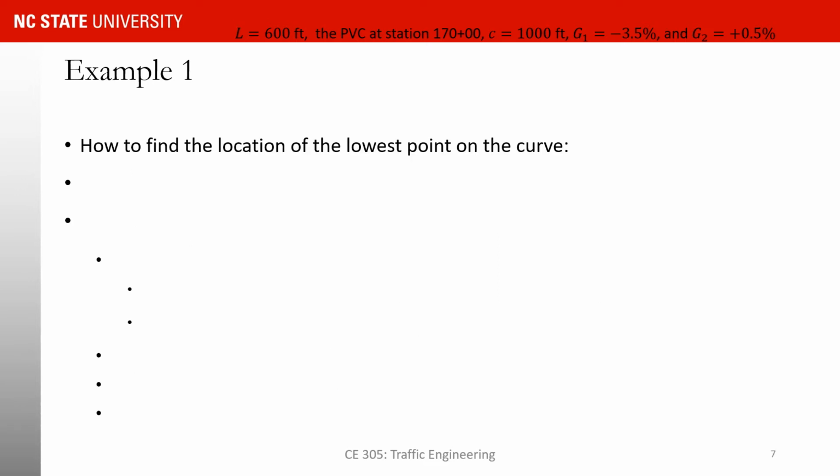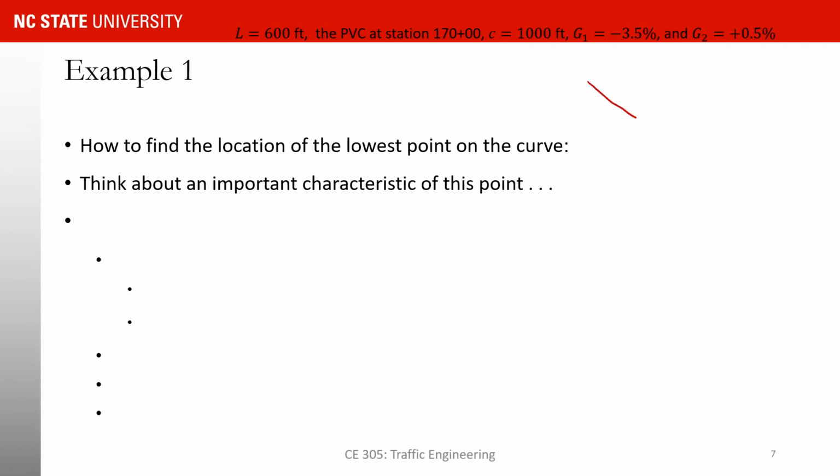The question also asks us about finding the location of the lowest point on the curve, and that means what is the x and y of the lowest point on the curve. And I would like for you guys to think about one important characteristic of this point. So we have a curve that looks like this, and its lowest point has a special feature. What is the special feature of this point?